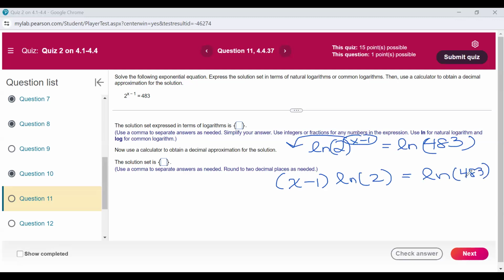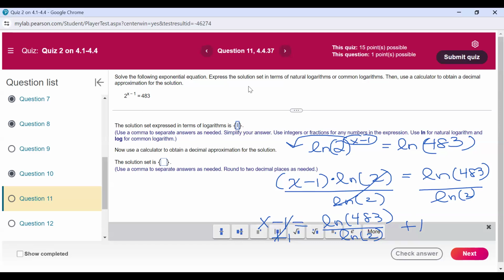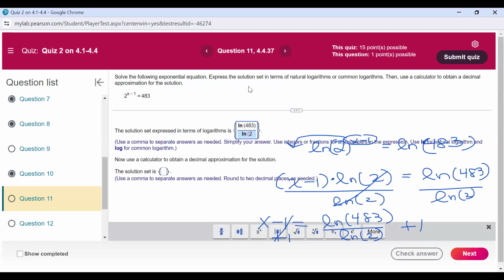So we have x minus 1 ln of 2 equals ln of 483. This is held by multiplication, so I'm going to divide both sides by ln of 2. So we have x minus 1 equals ln 483 over ln of 2. And then we can add 1 to both sides to cancel. So there's the solution. x equals ln of 483 over ln of 2. And then we have to put the plus 1 on the outside. And then the solution set, just type it into the calculator.